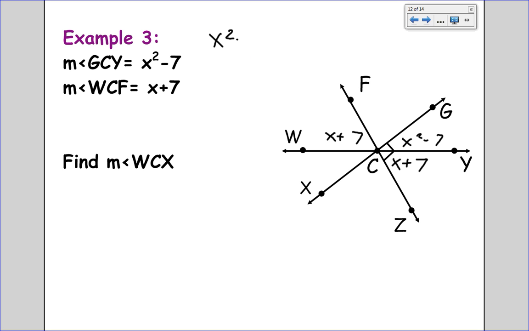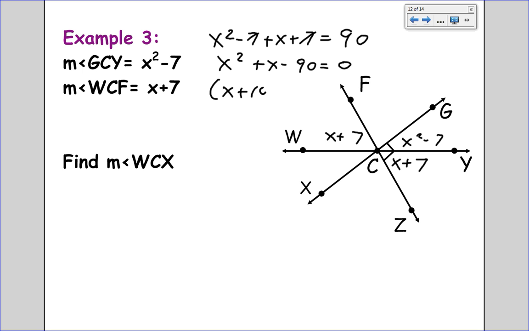So x squared minus 7 plus x plus 7 equals 90. So we're going to run through this quickly. The 7s cancel. Minus 7 plus 7 goes away. And we get it in standard form. So we subtract 90. Factor it. x plus 10, x minus 9. So x equals negative 10, x equals 9. And negative 10 won't work because negative 10 plus 7 is negative 3. So only the 9 will work.